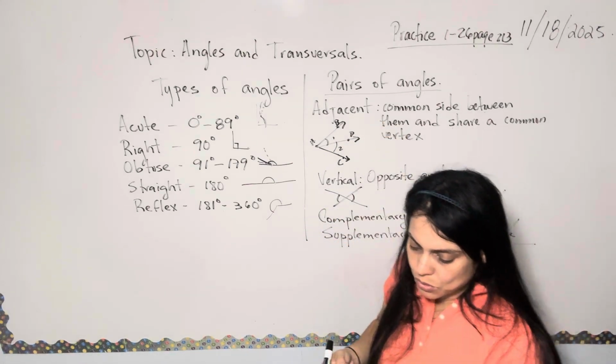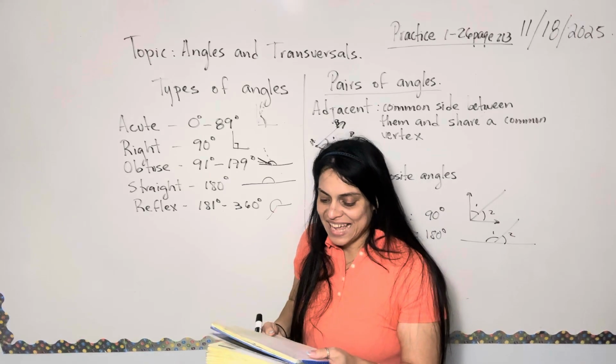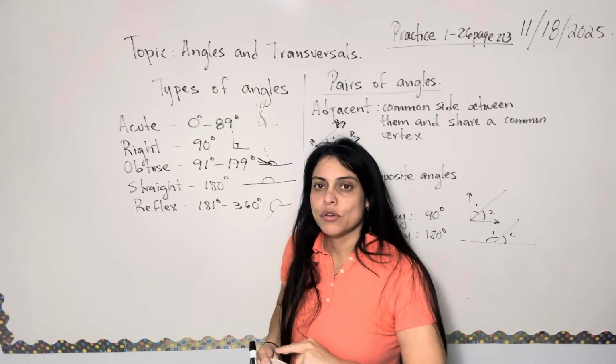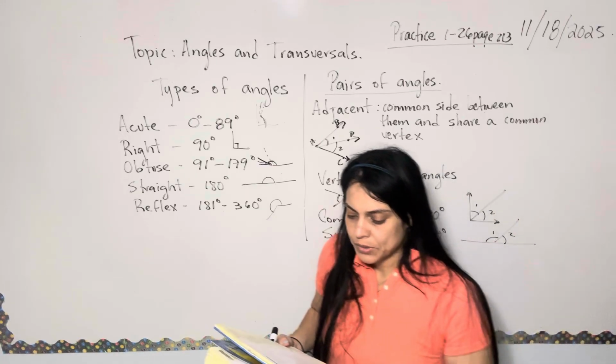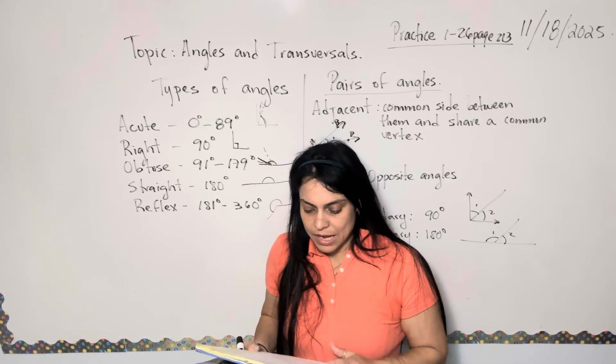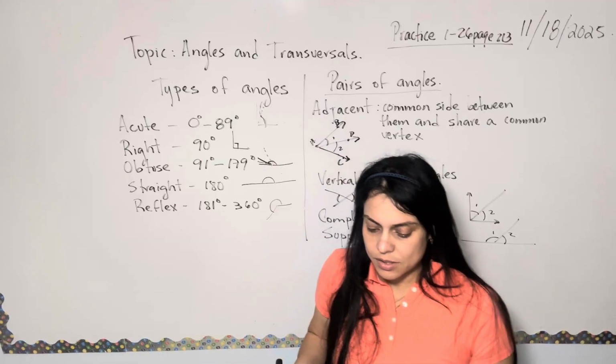And number 7, two angles whose sum is 90 degrees. So when you add them, they give you 90. What is the answer? They are complementary, okay? So those are the first 7. Now, the rest of the activity is very easy.